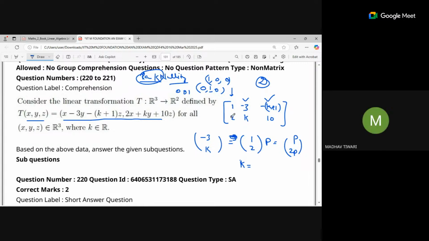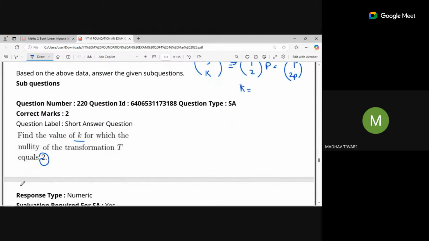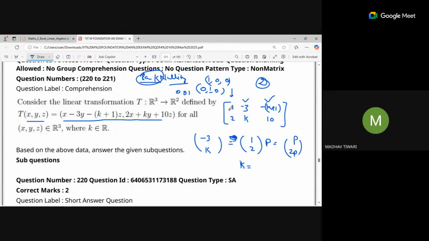We can also go with this. We have to find out, listen, nullity is 2. So only one linearly independent column is there. So all these three columns are multiples of one another.